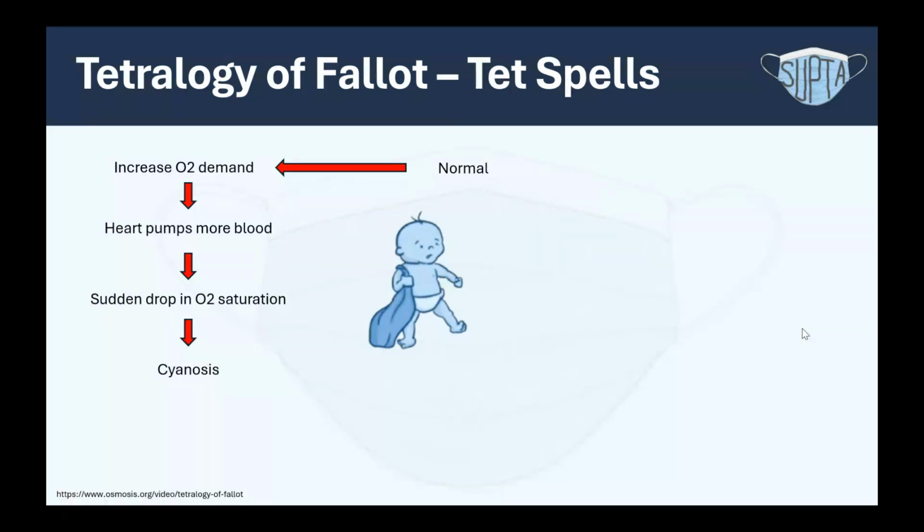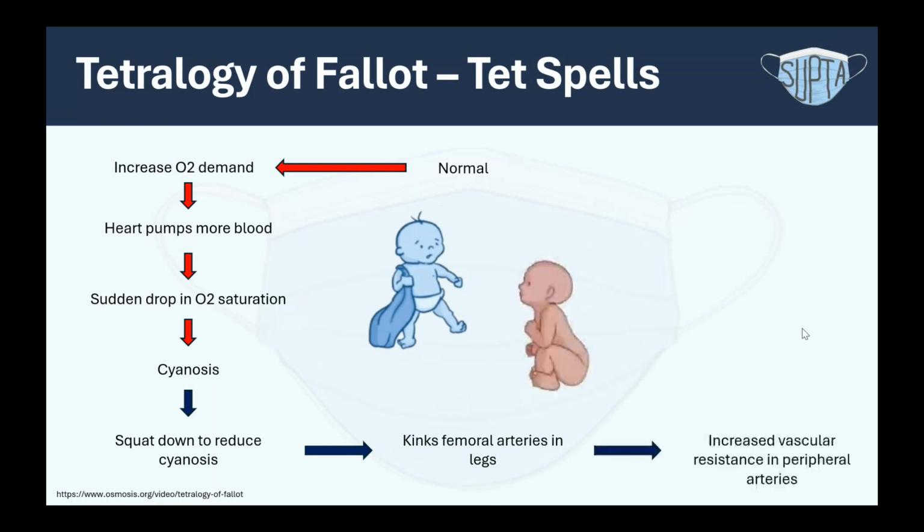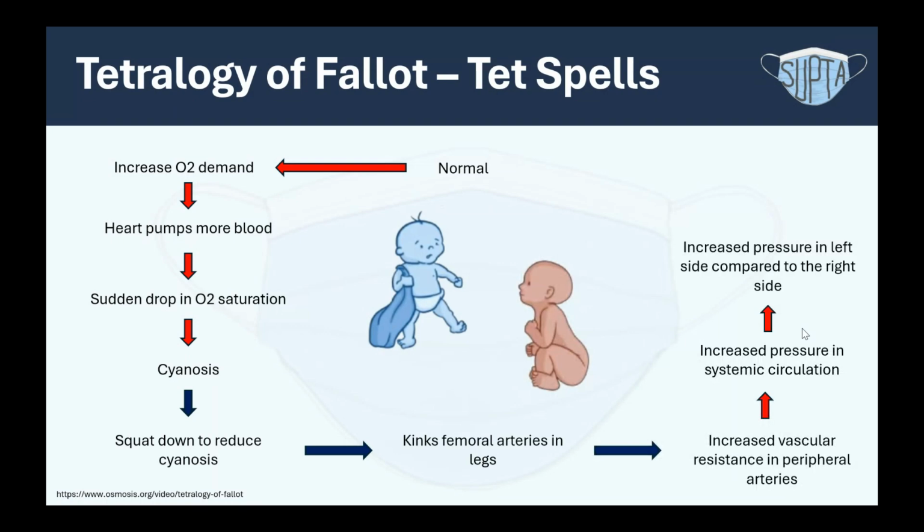Now, the child is really smart, and so is going to try to reverse this by assuming a knee-chest position, so the young child is going to squat. The reason it's helpful is that it's essentially going to increase resistance within the peripheral arteries. And for the blood to be able to pass through increased resistance, you're going to have increased pressure. The way to increase the pressure is that it's going to increase the pressure on the left side of the heart. When that happens, it's going to reverse the right to left shunt and then get the child out of the episode.